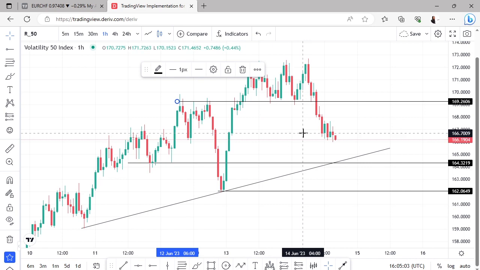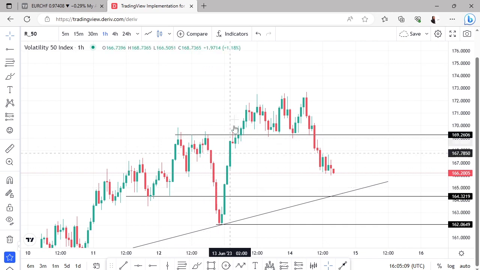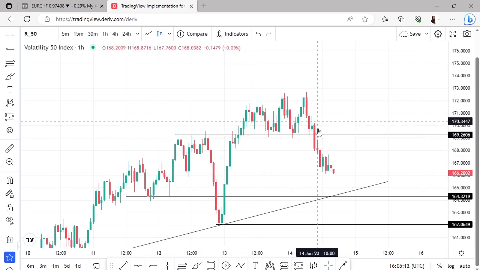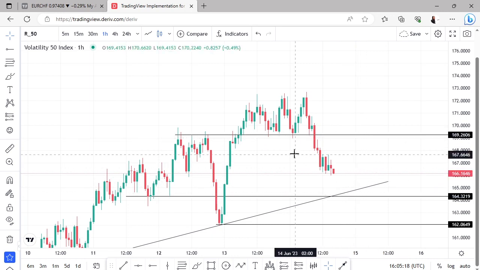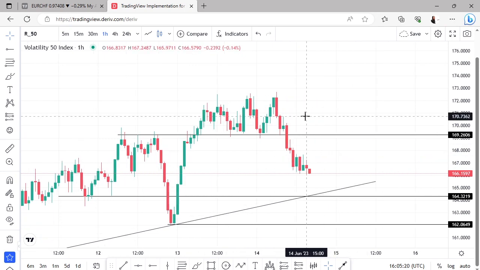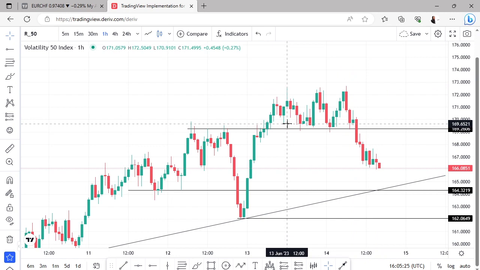Here's our neckline over here. Previously, it was once a resistance, then it broke it, it started being a support, then it broke it. So the market might be coming here, then retest this level. For now we know that the market is trending down. So let's say you want to scalp this, you go to your 15 minutes.